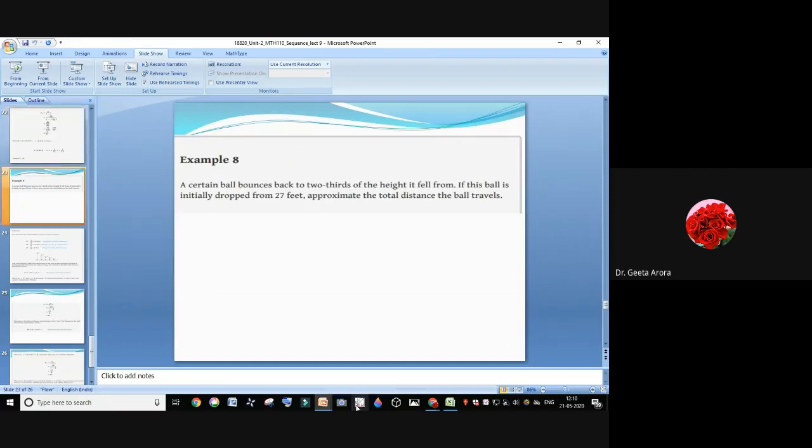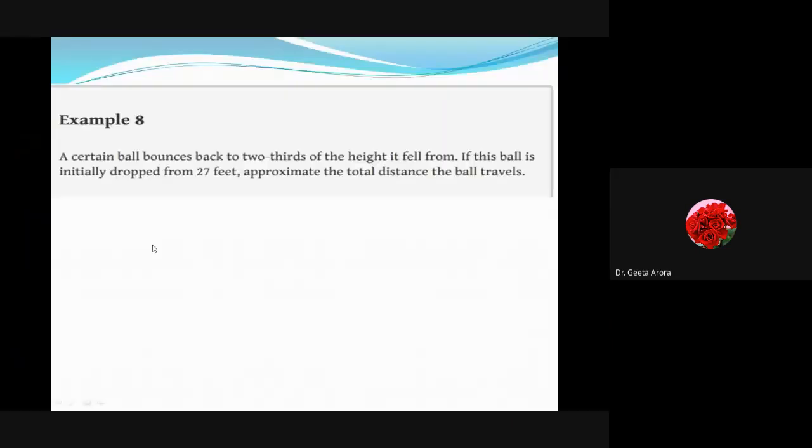Here we have said that a certain ball bounces back to two-thirds of the height it fell from. Normally when we throw a ball, it comes back; it bounces, which is the technical term we use. So it bounces back to two-thirds of the height it fell from, and if the ball is initially dropped from 27 feet, approximate the total distance the ball travels.